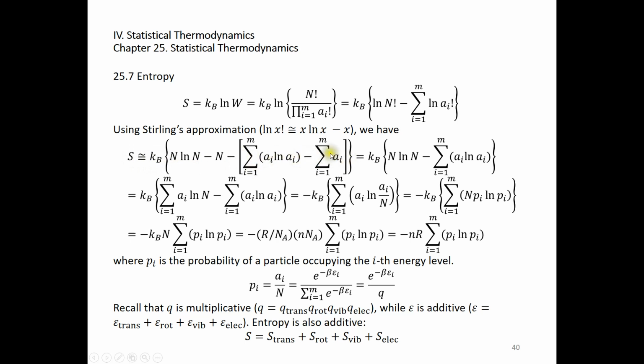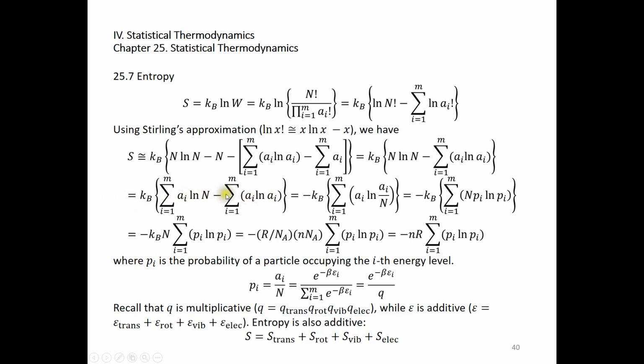Now we noticed the sum of a_i is n. So we have minus n here, we have minus negative n here, they cancel. Therefore we have only two terms left. It's going to be the Boltzmann constant multiplied by this, n times ln n minus the sum of a_i ln a_i. Now I'm going to expand this n. n is equal to the sum of a_i. So I replace n with the sum of a_i here. I just copied the second sum here. The reason is I like to combine these two sums.